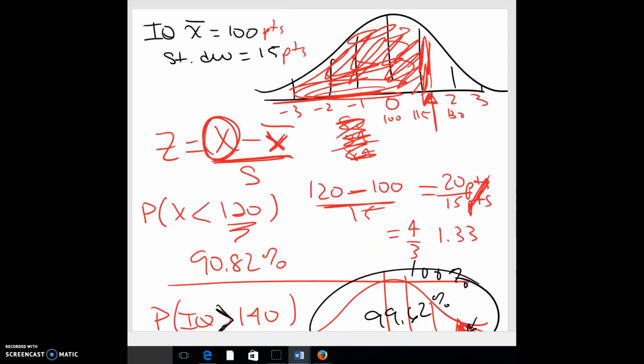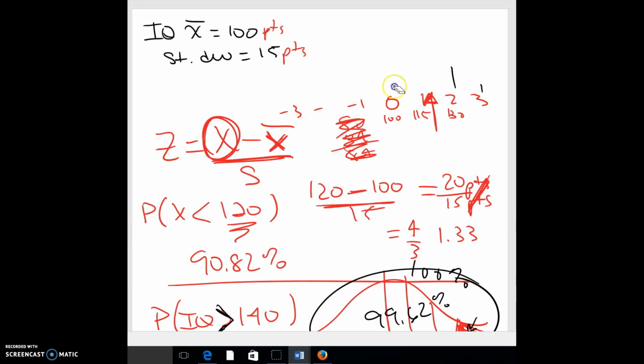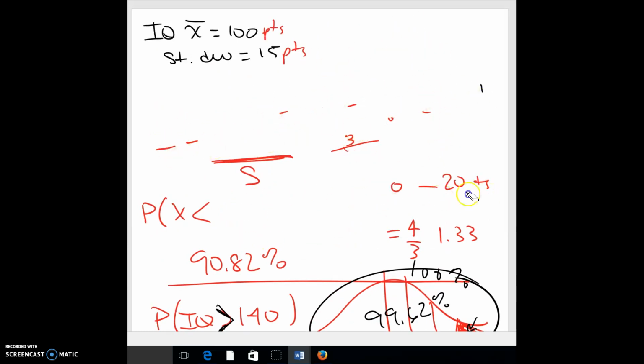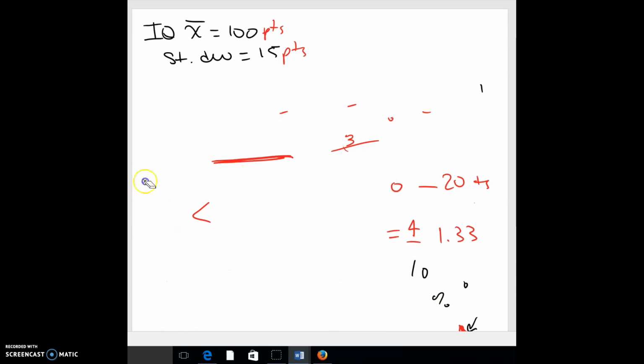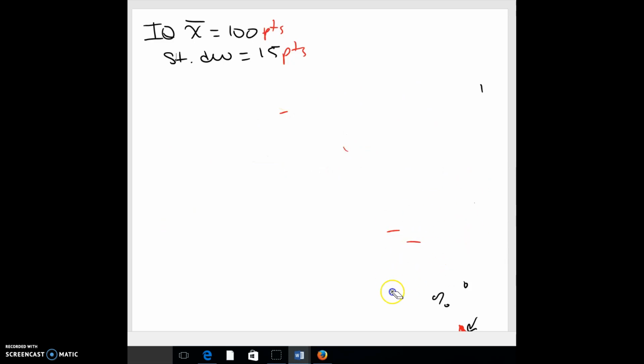All right, and then the last type is when it's trapped. Okay, so I'm just going to erase a little bit here, and we will do one where it is trapped between two numbers.